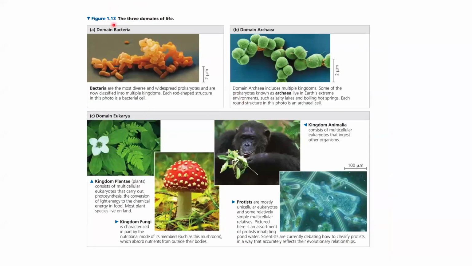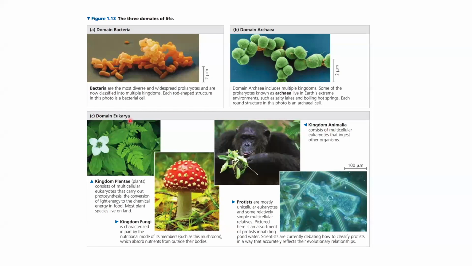Shown here in figure 1.13 from the textbook are the three domains of life. What do we mean by domains? It's highlighted here: domain Bacteria in the top left, on the right-hand side domain Archaea, and then you have domain Eukarya. This is sort of a classification system where within domains, you have kingdoms. So you have kingdom Animalia. This is where we as humans would fall.